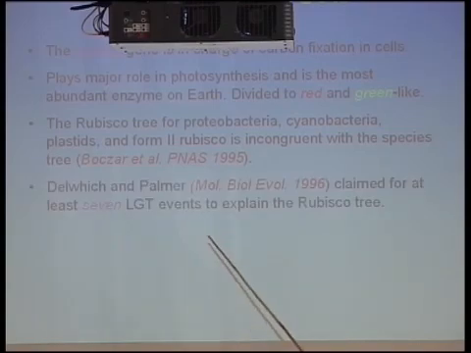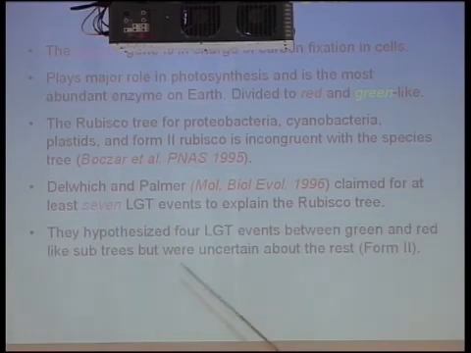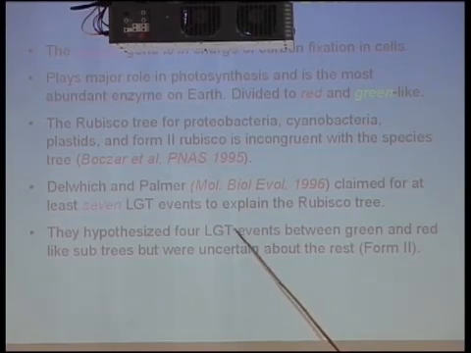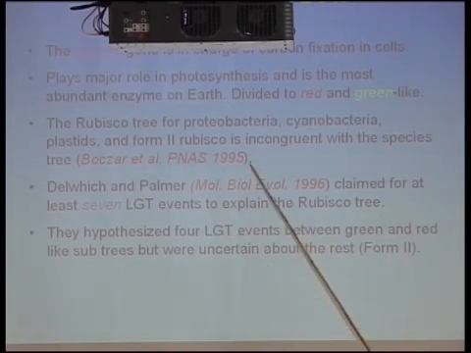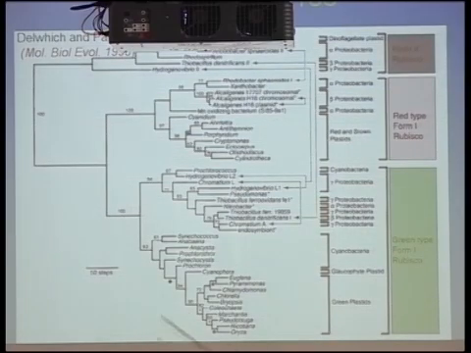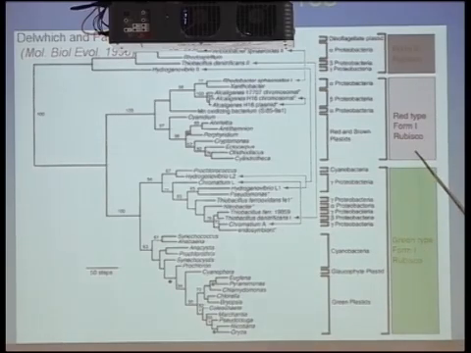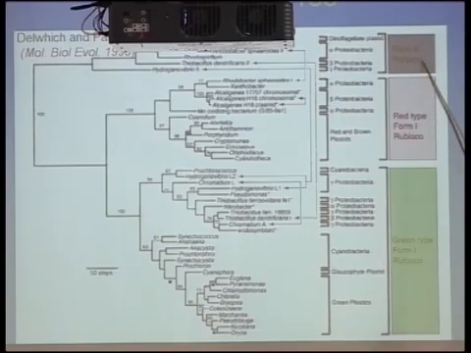And Delwiche and Palmer in MBE in '96 claimed that at least 7 lateral gene transfer events are necessary to explain how the Rubisco tree evolved, okay? So they hypothesized 4 lateral gene transfer events between the green and red, but with the form 2 Rubisco, they could not cope. And this is their Rubisco tree, the gene tree of the Rubisco. Here we see the green type Rubisco, the red type Rubisco, and here is the form 2 Rubisco. And these are the organisms.